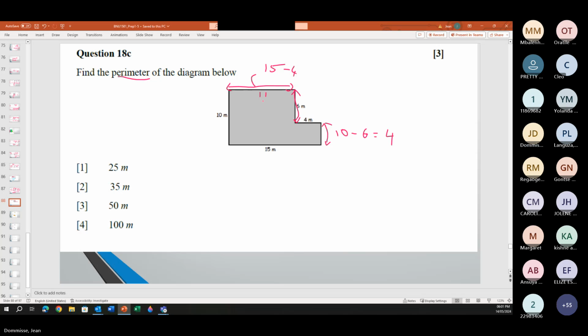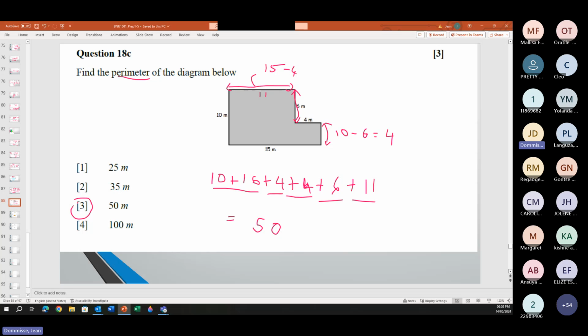So now for the perimeter, add all the sides again. So it's 10 plus 15 plus 4 plus 6. Sorry, I missed that 4. It's 4 plus 4 plus 6 plus 11. So 10 plus 15 plus 4 plus 4 plus 6 plus 11. If we have all of that, 25, 29, 33, 39, 50. So if we add all of that together, we will get 50, which is option 3.